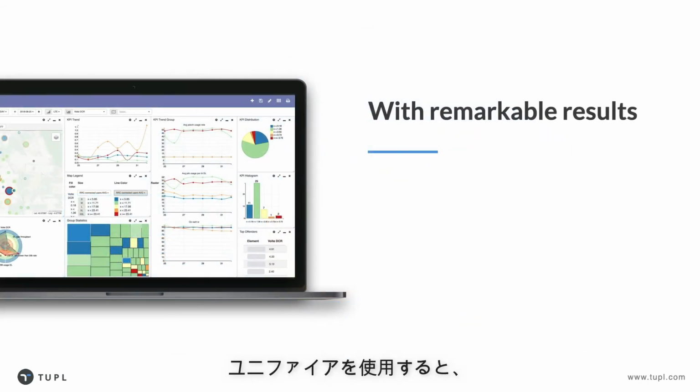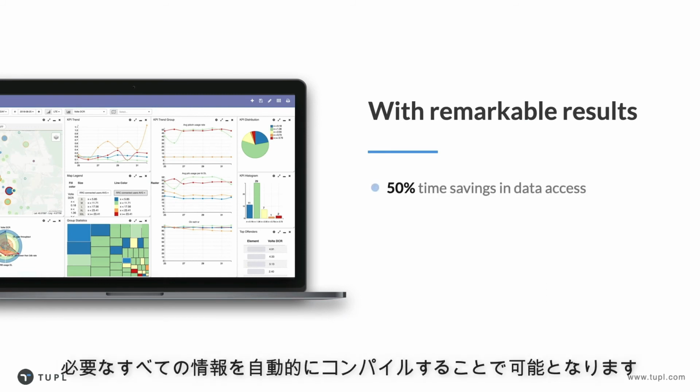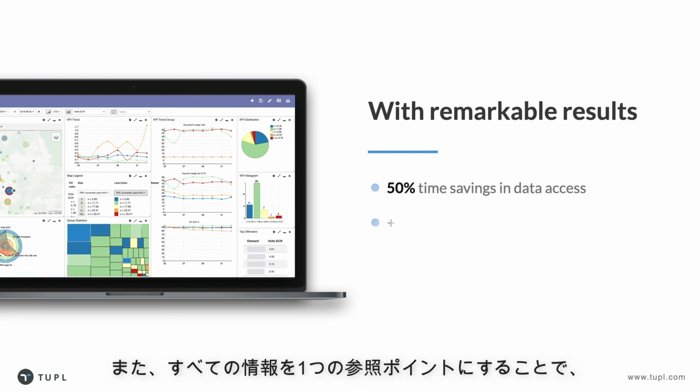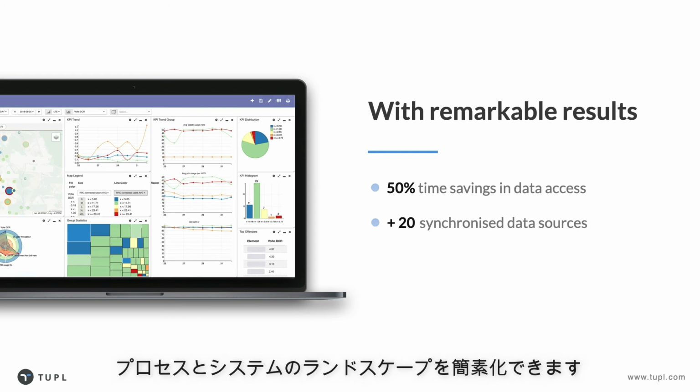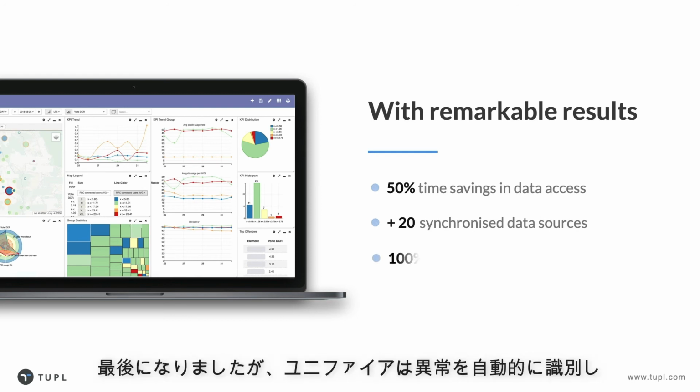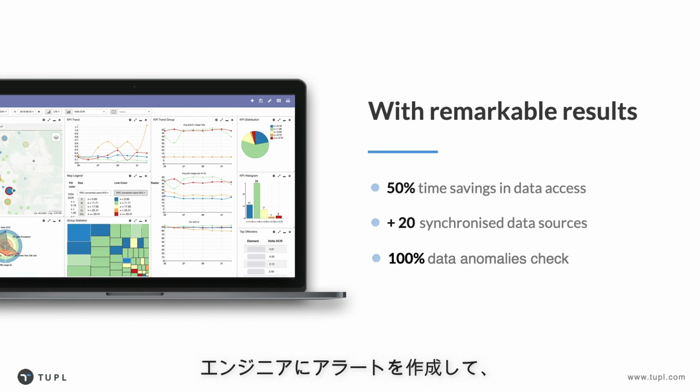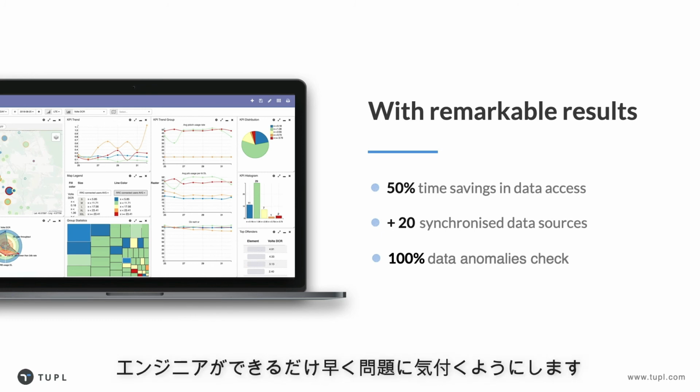With Unifier, you can save up to 50% of your time by having all the information you need automatically compiled for you. Also, you can simplify your processes and systems landscape by having a single point of reference for all your information. And last but not least, Unifier automatically identifies anomalies and creates alerts for your engineers so they become aware of issues as quickly as possible.